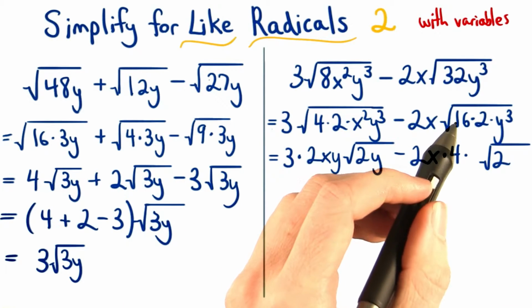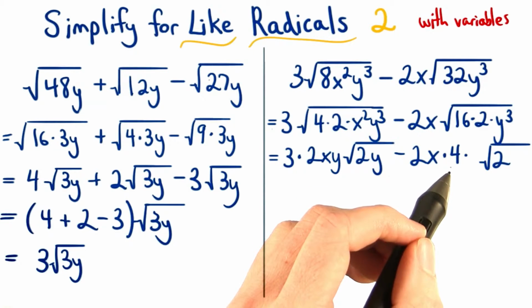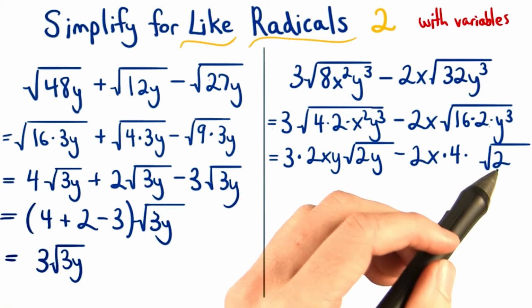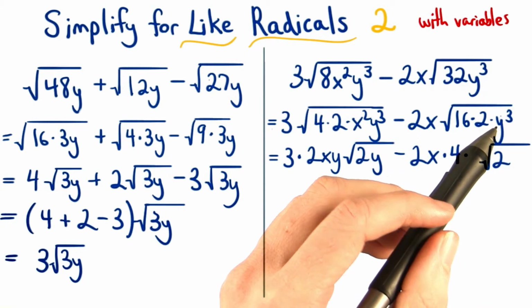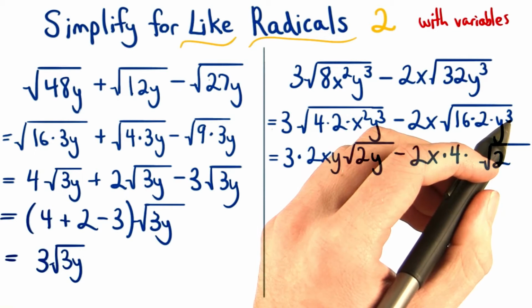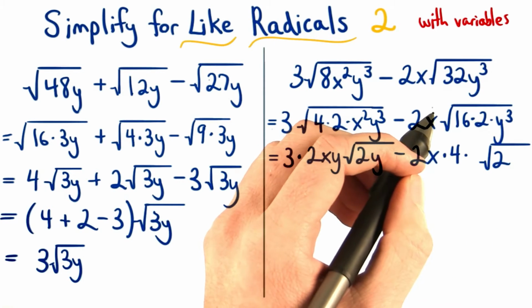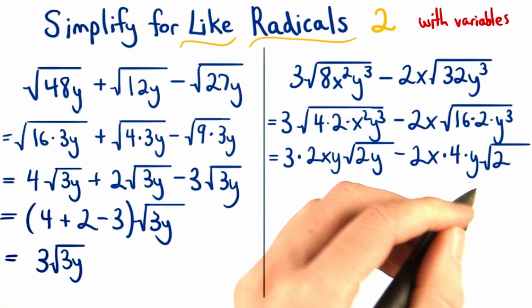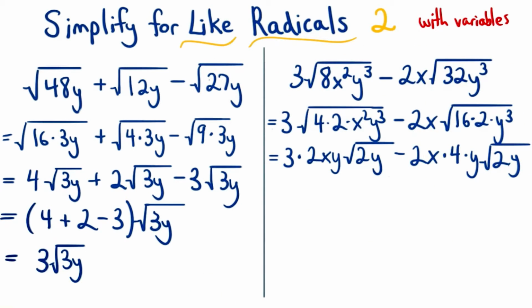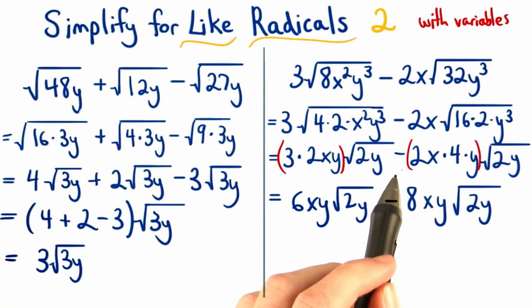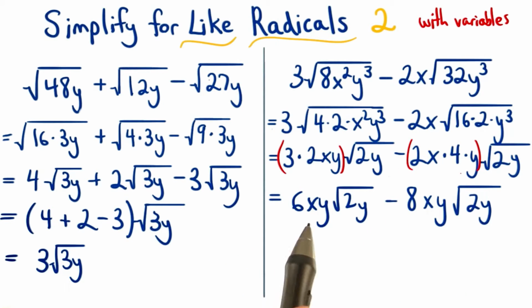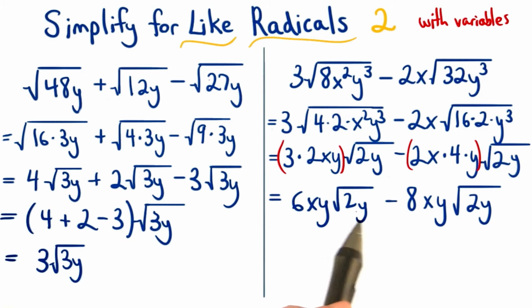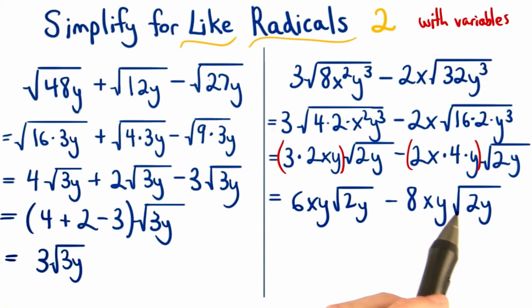For our second radical, we take the square root of 16, which equals 4. The 2 stays inside of the square root, and now we need to simplify y to the third power. We use power divided by root, so 3 divided by 2 equals 1 remainder 1. So we'll have 1y on the outside and 1y on the inside. We multiply the numbers together in front of each radical to get 6xy times square root of 2y minus 8xy times the square root of 2y.